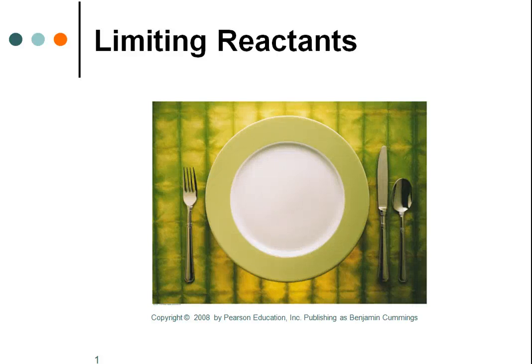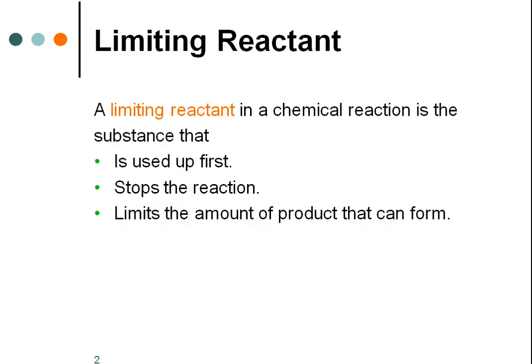Now, what is a limiting reactant? In a chemical reaction, it's a substance that is used up first. It's the reactant, hence the name. It's on the left side of the equation. It stops the reaction. It's also the substance that limits the amount of product that can form, hence limiting reactant.